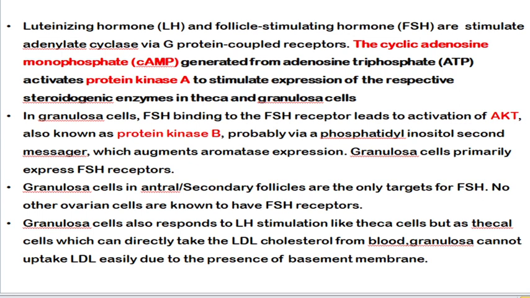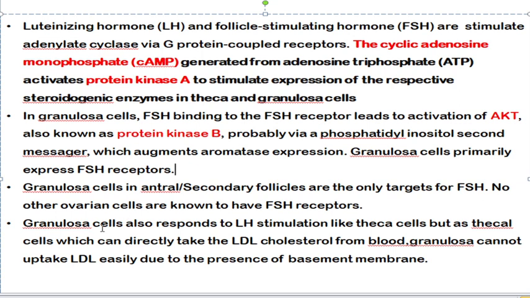Next, in the granulosa cell, the FSH binding to the FSH receptor will lead to activation of the AKT pathway, which is also called protein kinase B, acting via phosphatidylinositol as a secondary messenger, which will augment the aromatase expression, because aromatase is an enzyme which is present in granulosa cells and absent in theca cells. The granulosa cell in the antral follicle, also called the secondary follicle, is the only target for FSH hormone. No other ovarian cells have this FSH receptor.